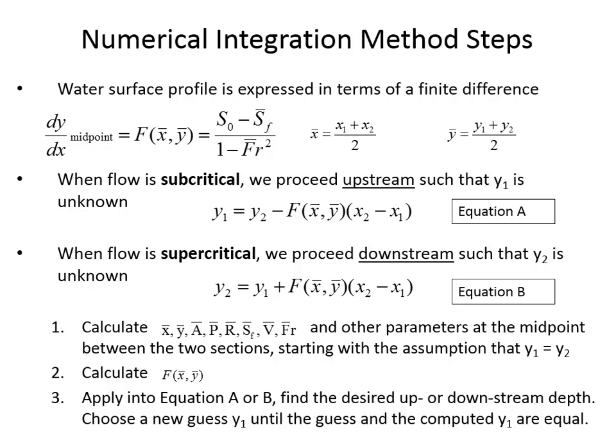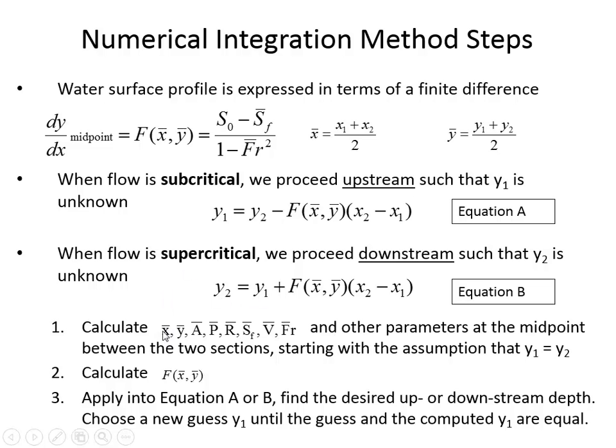So you'll notice that this has been changed around a little bit. There's a minus when you've got the upstream condition. You subtract the process equation times the distance between the 2 points, x2 minus x1, that's how far apart the 2 points are. But if it's supercritical, I'm adding that because y2 is going to be increasing depth.